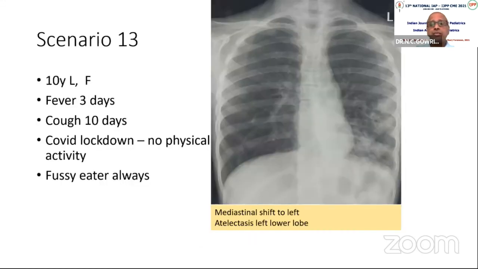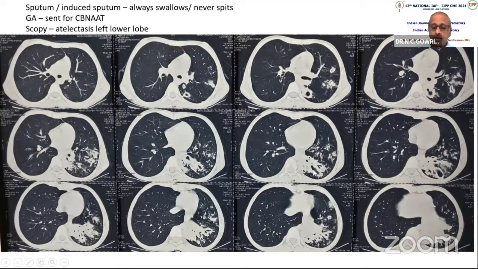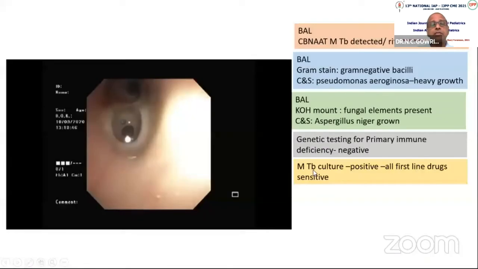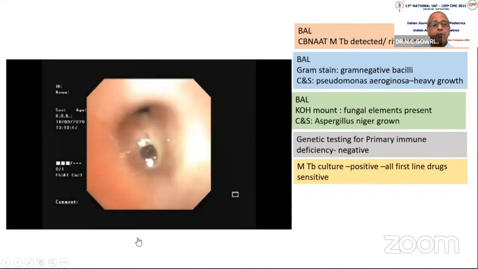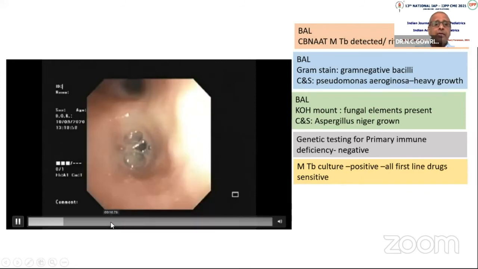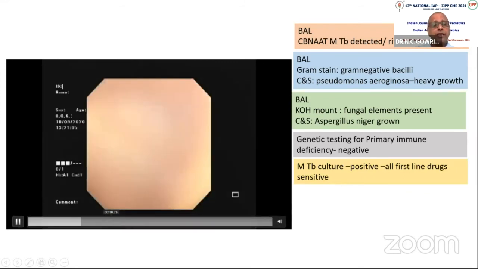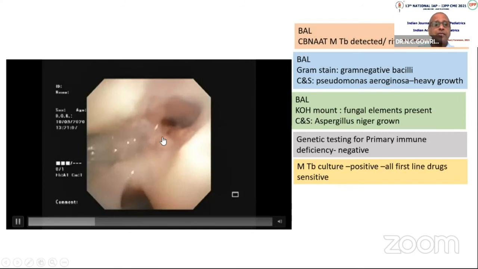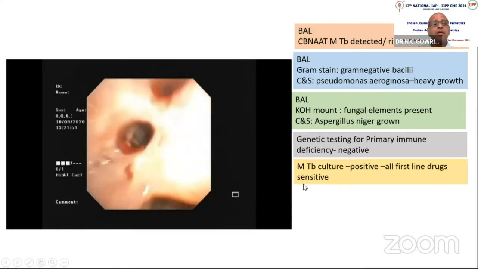This is the last case, 10 years old child, fever of 3 days, cough for 10 days. Look at the X-ray, there is mediastinal shift, pneumonia, collapse of the left lower lobe. You are able to see not only collapse, but also a lot of cavities. Look at this scopy. You have pus everywhere and go through the pus, you aspirate, and then you see endobronchial granulation. You do a bronchoalveolar lavage.